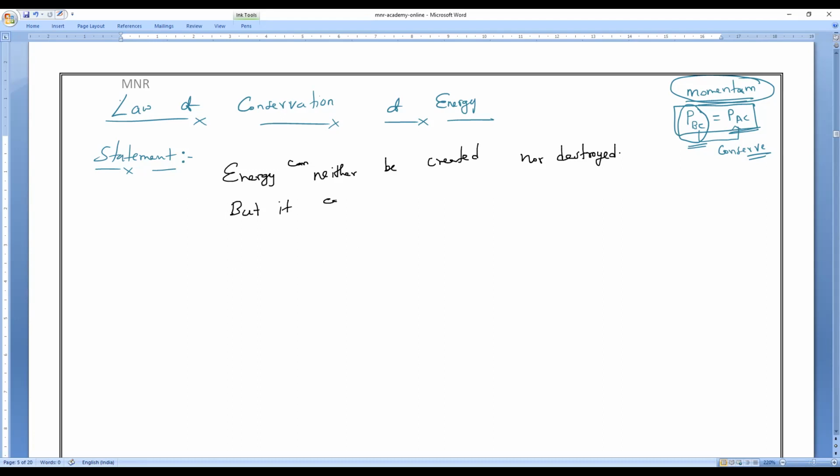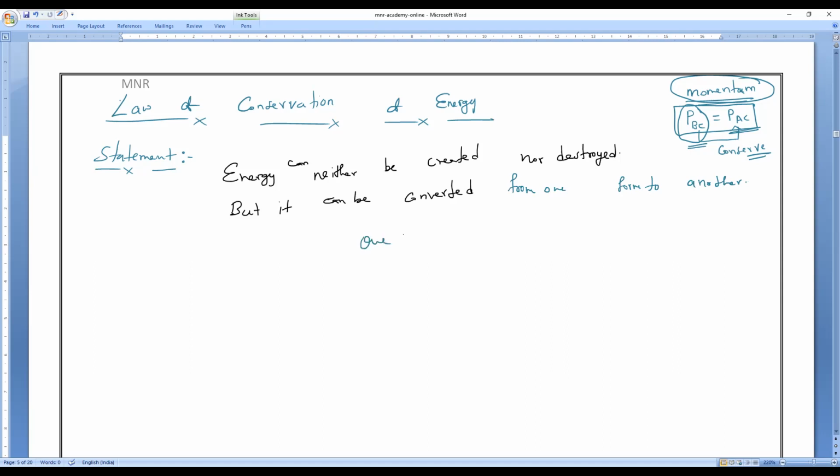It can be converted. Now, whatever energy we are using is converted energy. It is not created energy and it is not destroyed energy. Some form of energy is converting into another form. That's all it is. It can be converted from one form to another. So this is called what, everybody? Conservation of energy. Understanding?